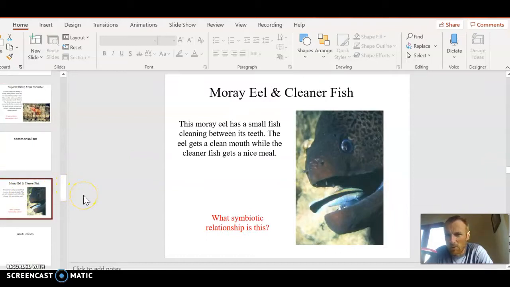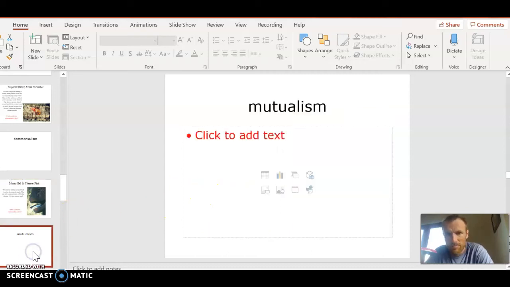This one's kind of cool, the moray eel and the cleaner fish. The moray eel has a small fish cleaning between its teeth. You can see it in this picture. That's pretty cool. The eel gets a clean mouth while the cleaner fish gets a nice white meal. So that one is definitely going to be, you tell me, that is mutualism. Both organisms are benefiting.